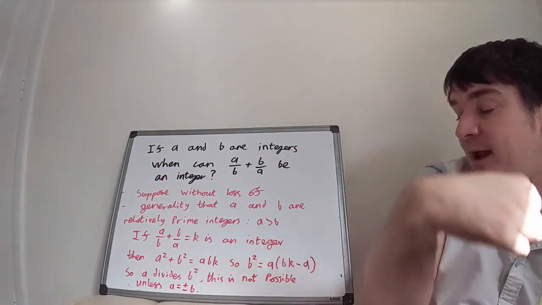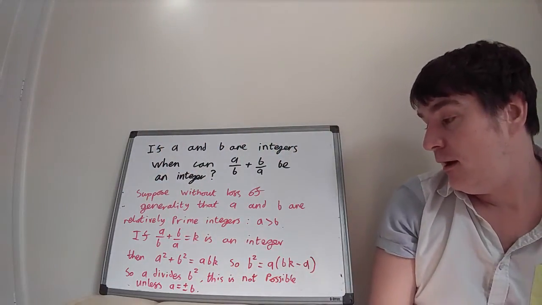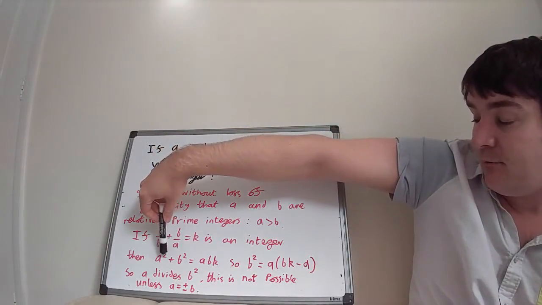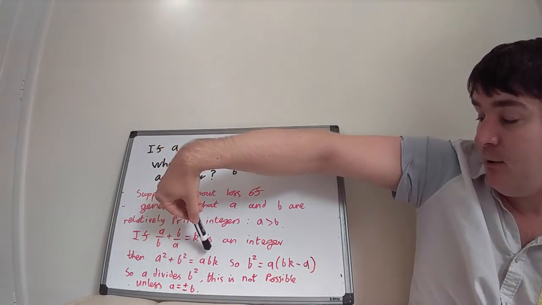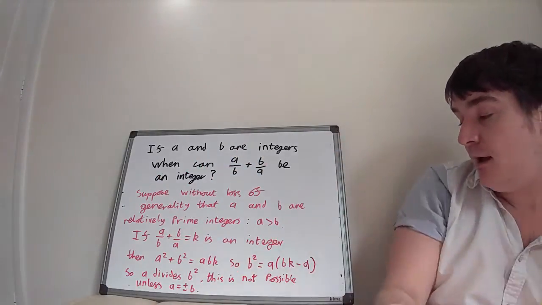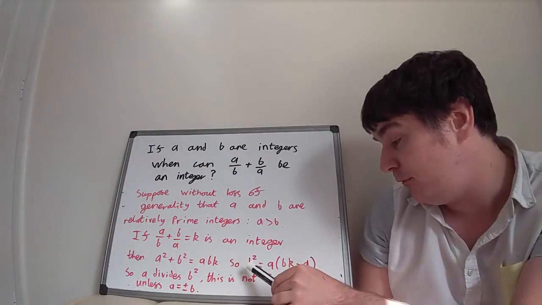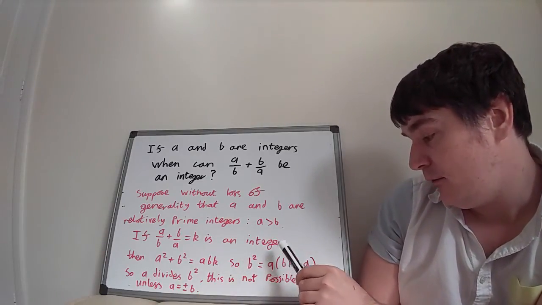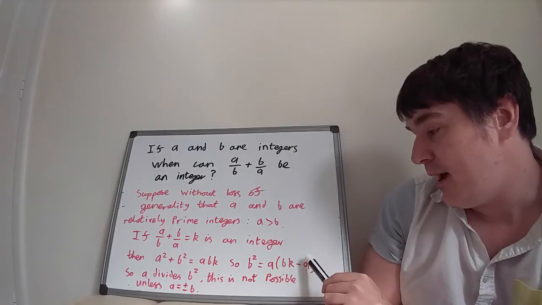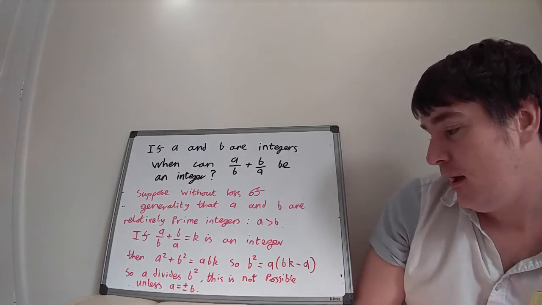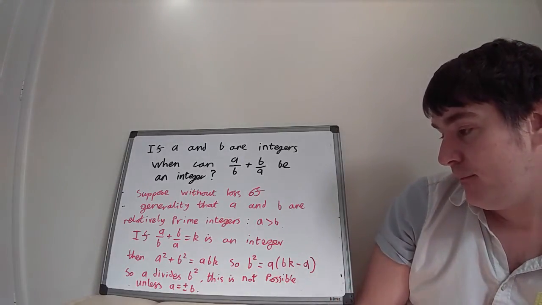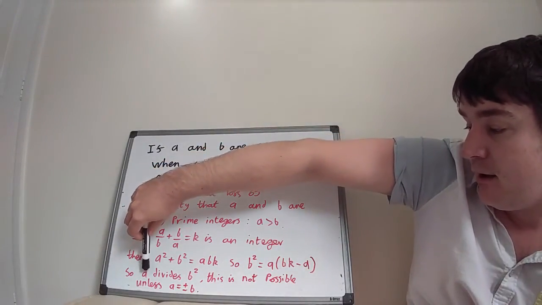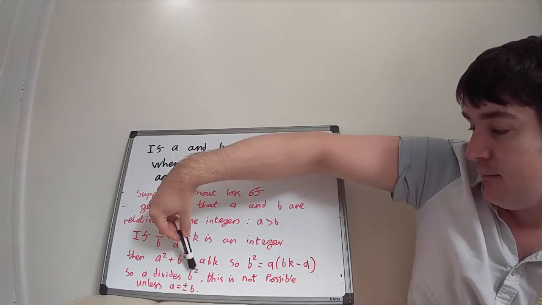We'll call that integer k. So if we then take this, we can rearrange this expression here to give us that a squared plus b squared equals abk. Now let's rewrite this in terms of b. So we get b squared equals a times bk take away a. So what this means then is, since this is an integer, we must have that a divides b squared.